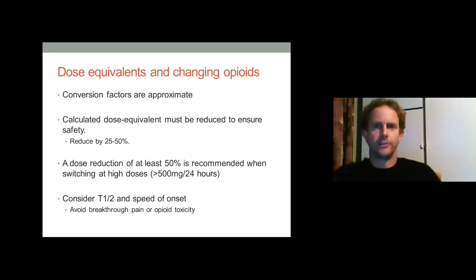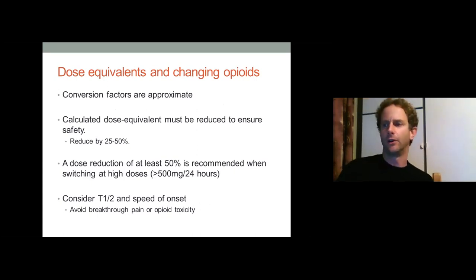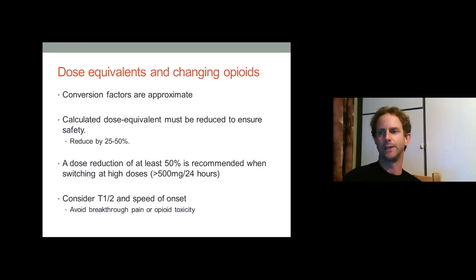I'll just quickly go through dose equivalents because again, this has come up. So there's very little good data about how to change between opioids. There's a lot of inter-individual variation and poor data. So all the conversion factors that you can see are very approximate. You need to be very careful changing from one to another. And it's always sensible to reduce your converted dose by at least 25 to 50%, especially with higher doses of morphine. And you need to just think about the half-life of the drug you're changing and the speed of onset to avoid toxicity or breakthrough pain.